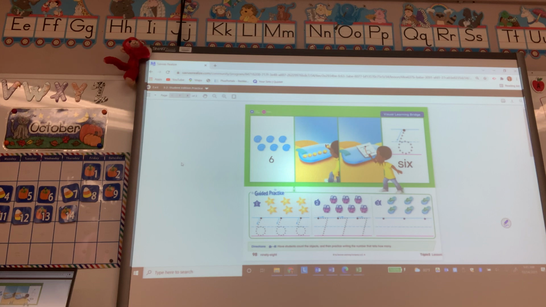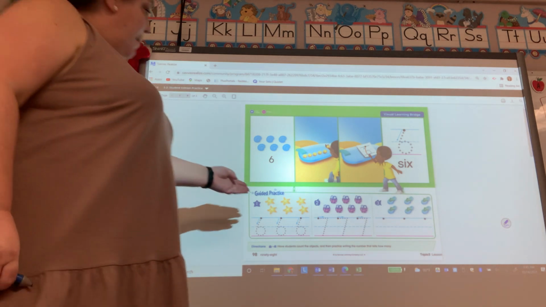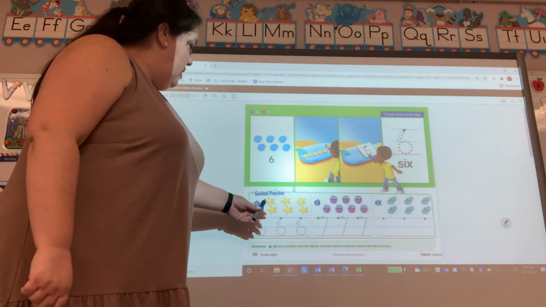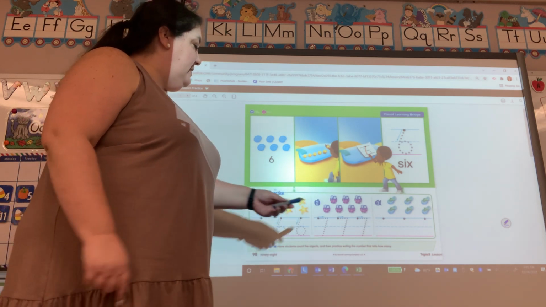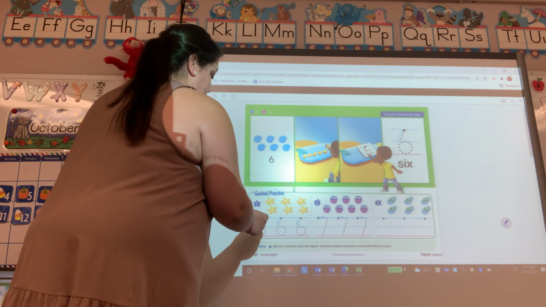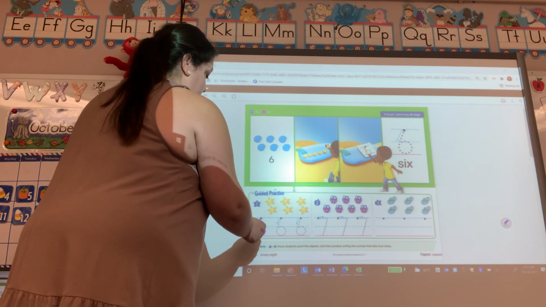All right, on page 98, look at number 1. It's inside of the star. How many stars are there? 1, 2, 3, 4, 5, 6. Remember, you start at the top and you make a little loop.